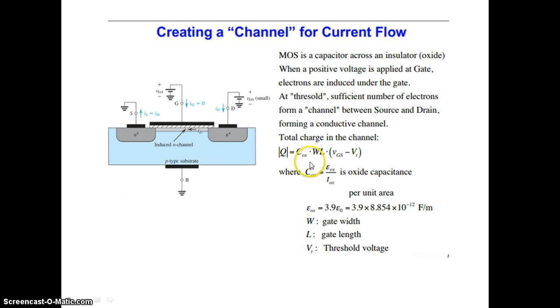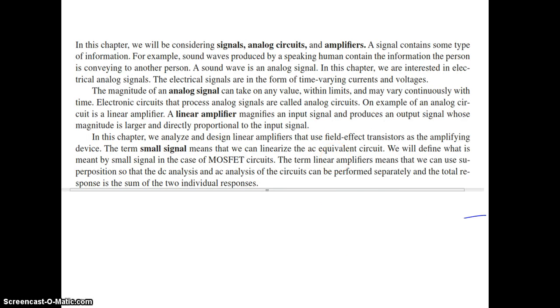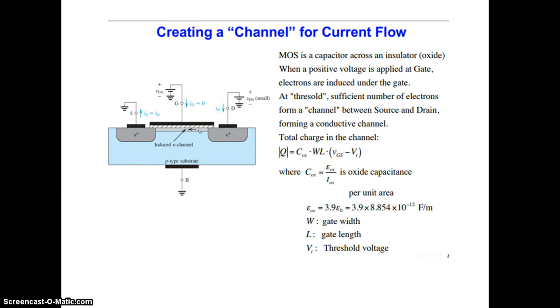So here we have epsilon A by d: epsilon OX, the oxide capacitance, into A, which is W into L, divided by the thickness TOX. These terms form the capacitance C, and V is the voltage, VGS minus VT. W is the gate width, L is the gate length, and VT is the threshold voltage. So this is the expression for the charge. Please understand this so that we will have a better understanding of the amplifier.